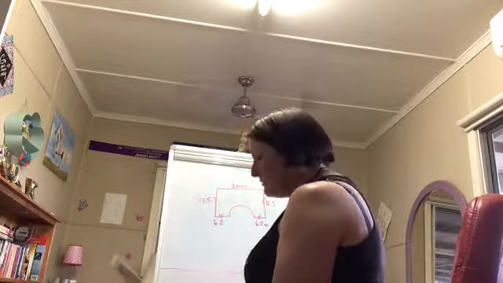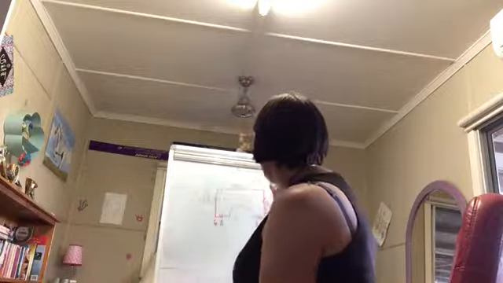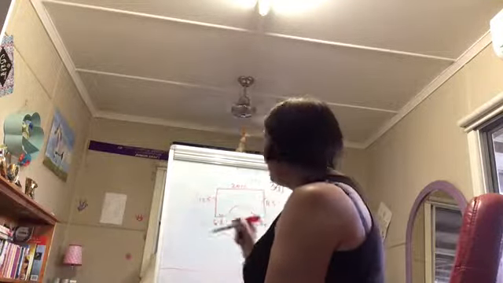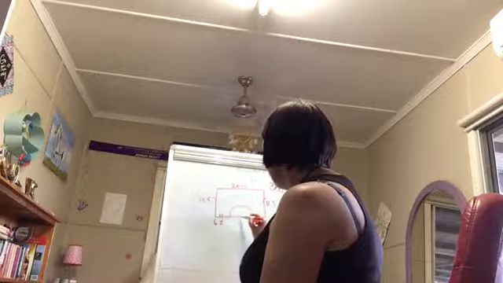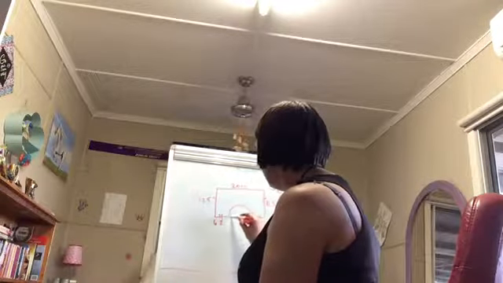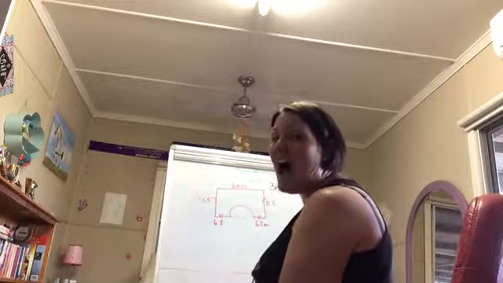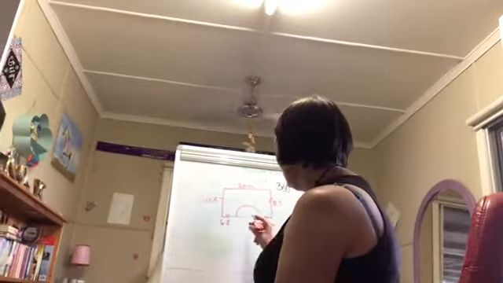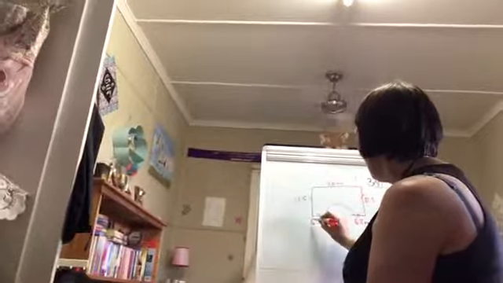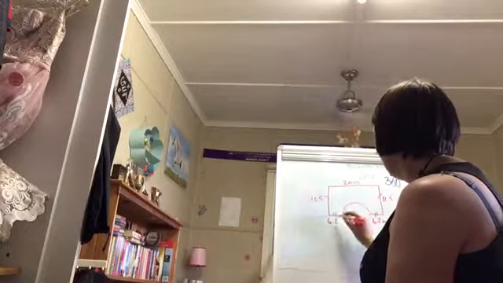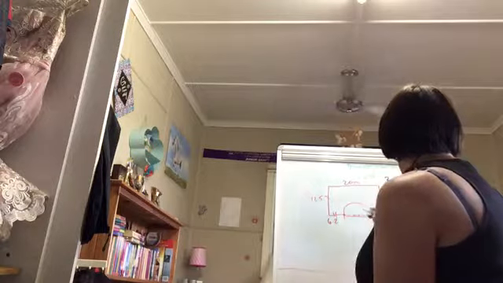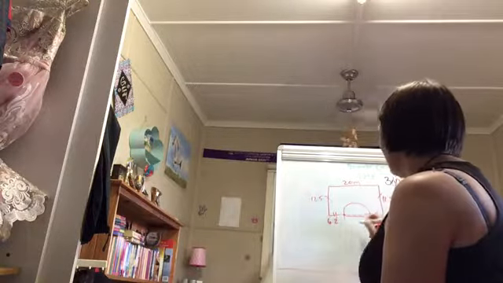Alright, so it wants me to find the perimeter, so the distance around the entire outside. So, again, this bad boy here is half a circle. So, I know that together, this one, and this, the diameter of this circle, have to equal 20.